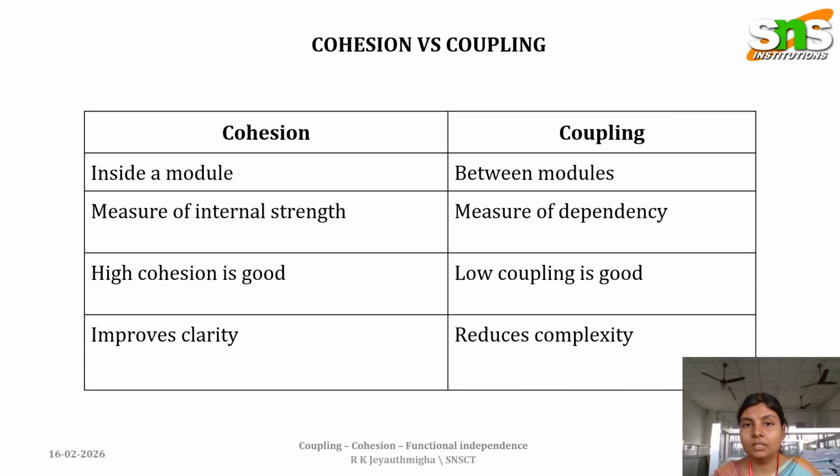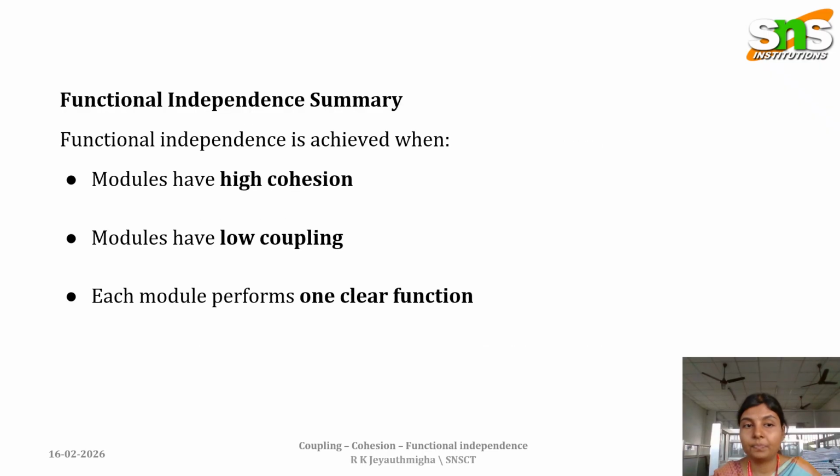Let us compare and contrast cohesion and coupling. Cohesion is within a module, inside a module, and coupling is between modules. Cohesion measures internal strength, coupling measures dependency. And high cohesion is good, whereas low coupling is good. Cohesion improves clarity, coupling reduces complexity.